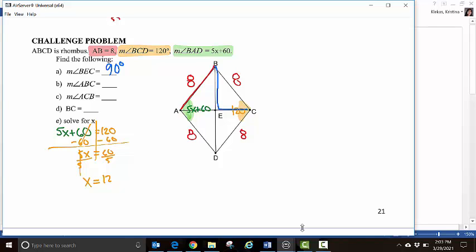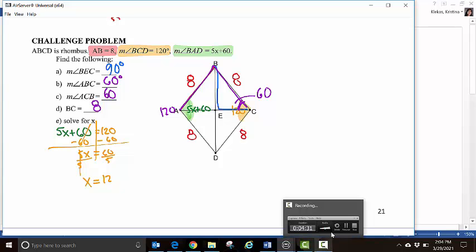Okay, the measure of ABC. Well, if this is 120, then this has to be 60. Okay, A, C, B. How big does this piece have to be? The whole orange piece is 120, but diagonals cut them in half, so this piece has to be 60. And B to C is 8. Sounds like you guys did okay, so good job. That's what we know about a rhombus.